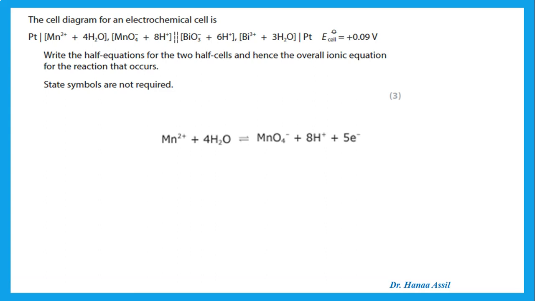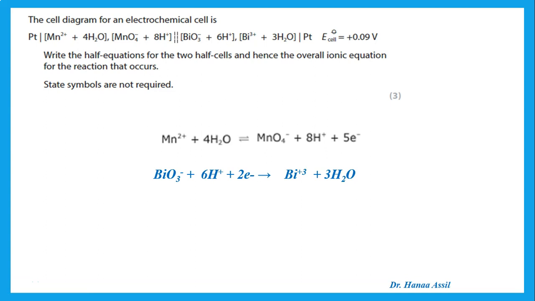BiO3- changing to Bi3+. So I can deduce that this would be the BiO3-. You might not find it in the data booklet, but you should be able to determine it. If I want to change BiO3- to Bi3+, I should be able to write the ionic half equation.